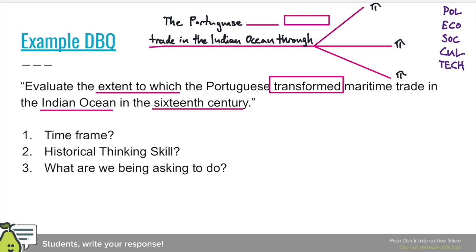So our historical thinking skill is continuity and change. So our entire essay can't just be on change. You should throw in a continuity, maybe 2 continuities. And so these are the body paragraphs that I wrote out if I were doing this essay.